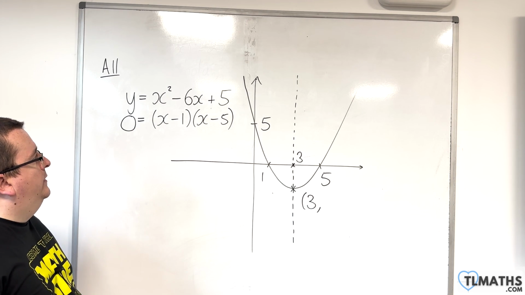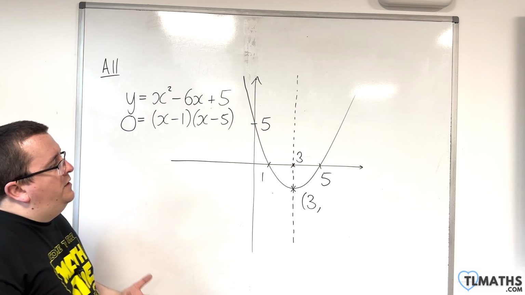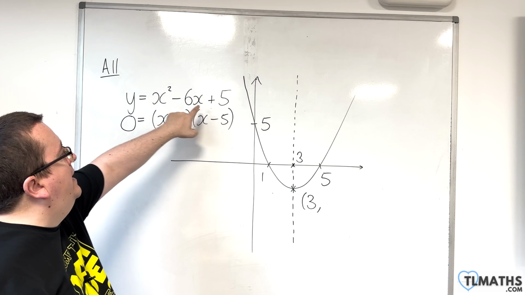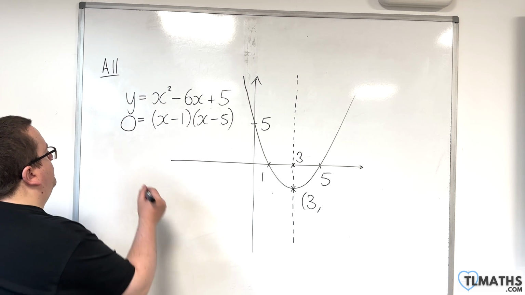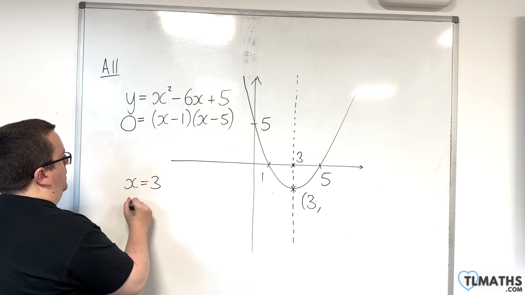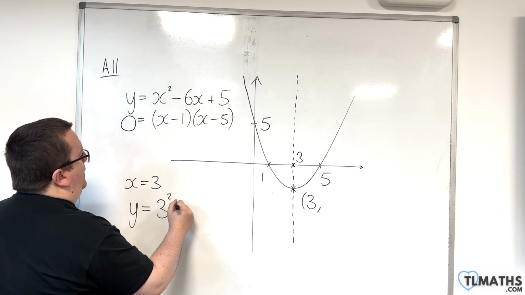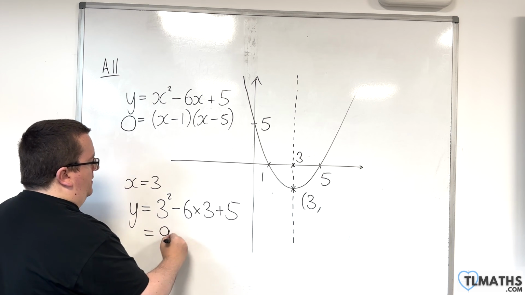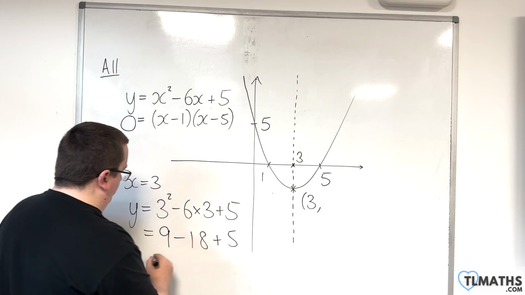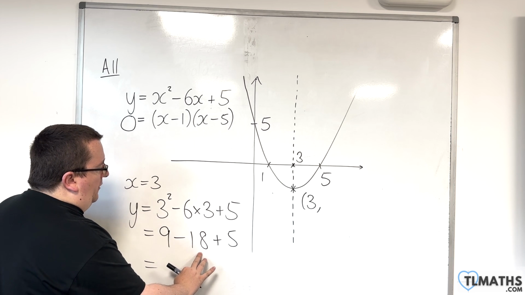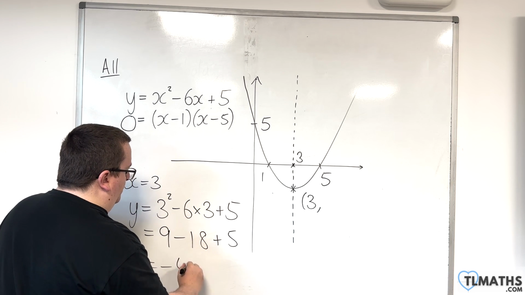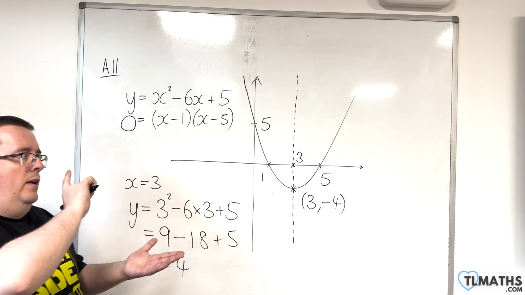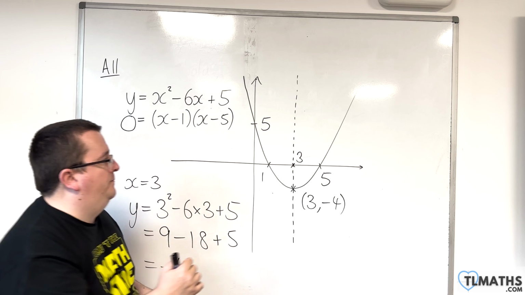It's 3. If I want to know what the y-coordinate is, well, in order to do that, I'm going to have to substitute x is 3 into my equation. So when x is 3, y would be 3 squared, take away 6 times 3 plus 5, which is 9 take away 18 plus 5. 9 take away 18 is minus 9, plus the 5 is minus 4. And so that's minus 4. And so that is the coordinates of the turning point.